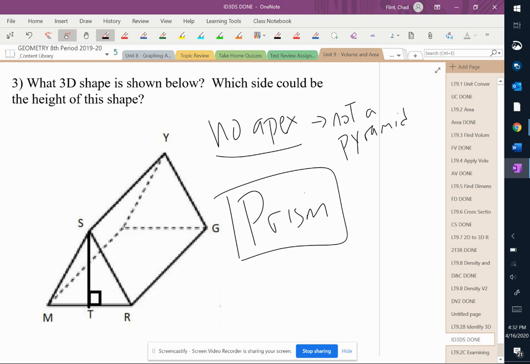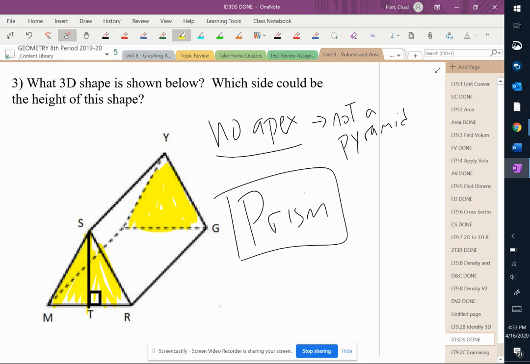It says what side could be the height of the shape. Now, this is very, very important to understand about these triangular prisms. Most people are going to immediately say, well, definitely ST because that's how tall it is. That's not right, because this shape and this shape are the bases of this, because again, there's two of them and they are parallel and they are identical.